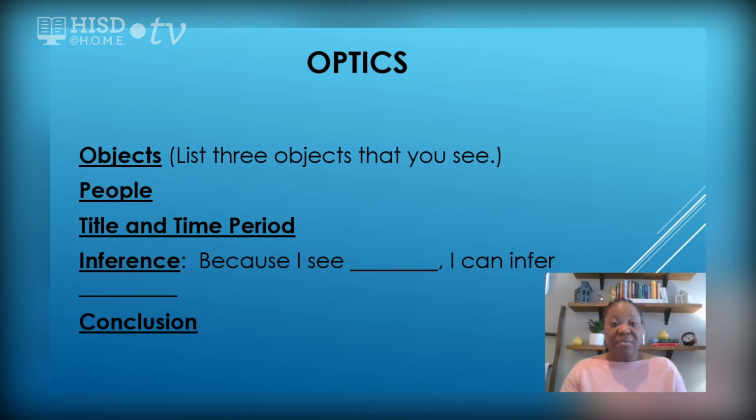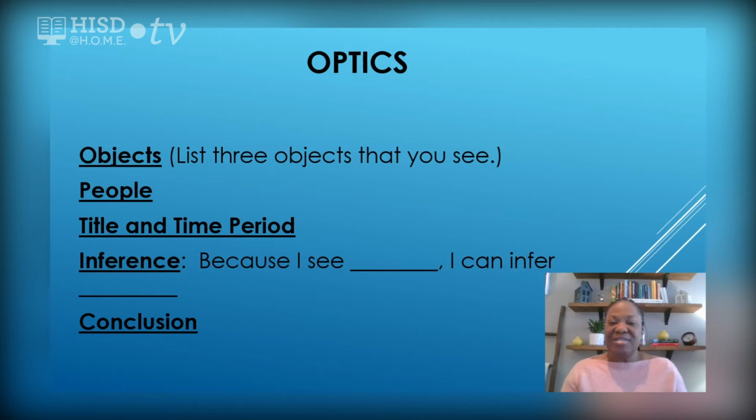So when we're looking at a picture, you're going to look for the objects that are in the picture. You should be able to find at least 3 objects that you see. And then we'll look at the people. Let's take a look at what the people represent in the picture. And then we want to look at the title and the time period that's happening, and then an inference.